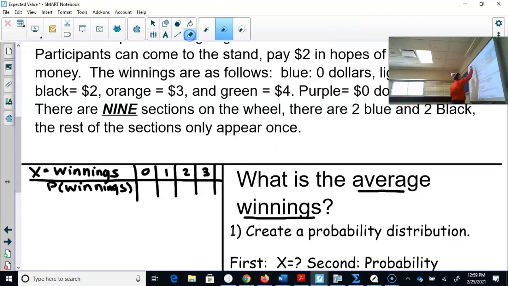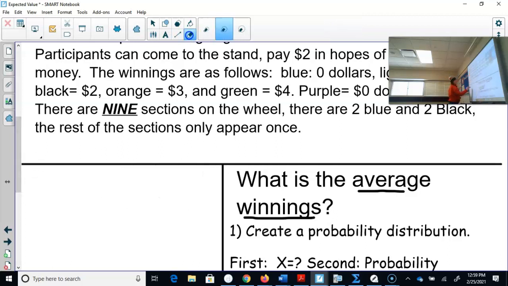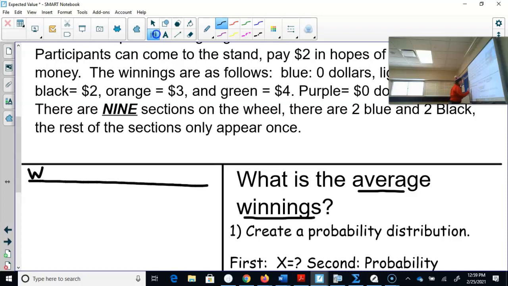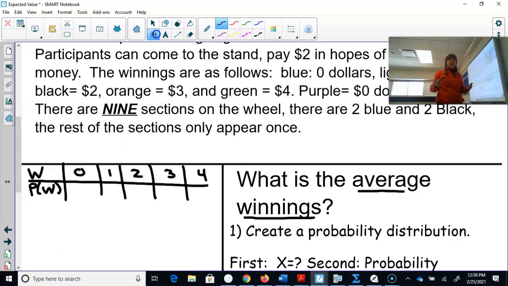Bear with me, guys. Let's just put W for winnings and then the probability of winning. I'm running out of room here. So 0, 1, 2, 3, and 4. Okay, what we know is that there are 9 spaces on this wheel. So you can imagine a wheel with 9 spaces, right? So I know that all of my probabilities have to be out of 9.